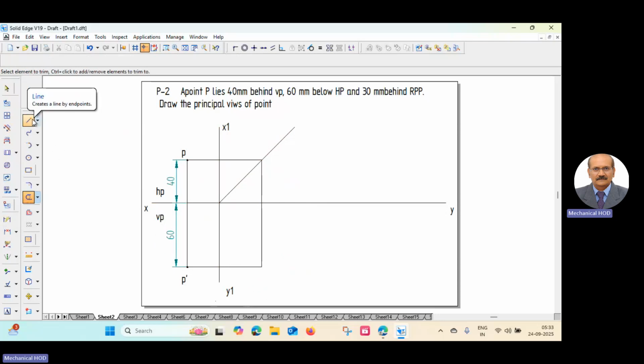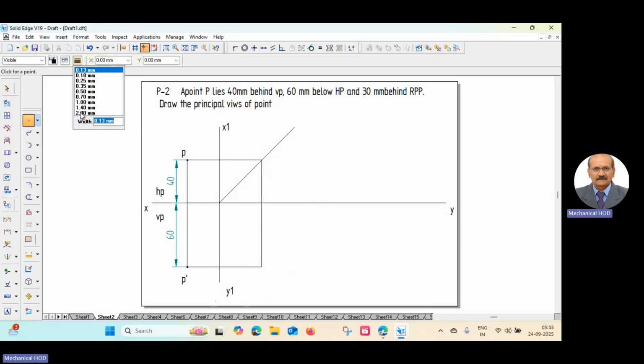Now go to line command, click the triangle adjacent to the line command. You click the point and select the width of the point as maximum available in this window, that is 2 mm, and keep it at this point. And this point is called as P double dash.